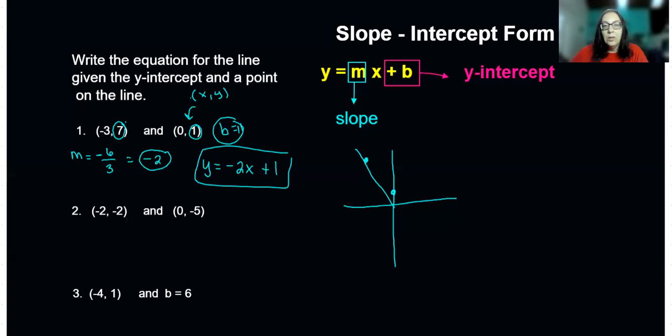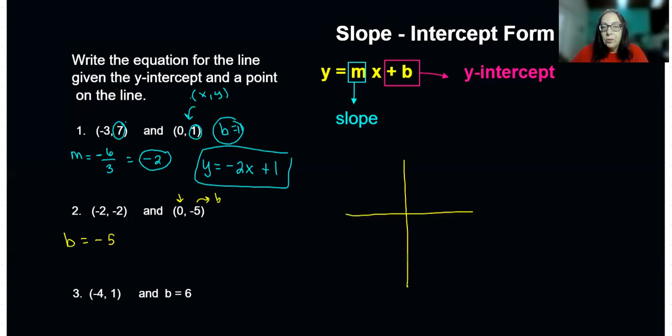All right, let's take a look at the next one. I want to erase a little bit here. So in the next problem, we have -2, -2, and 0, -5. Ding, ding, ding. We've got 0, -5. Since x is 0, the -5 is b. So we've already got b. b equals -5.